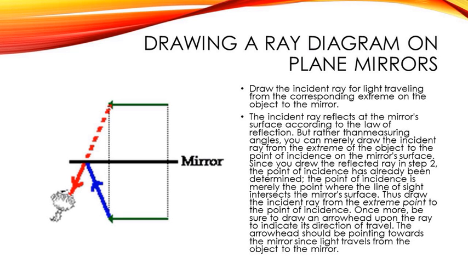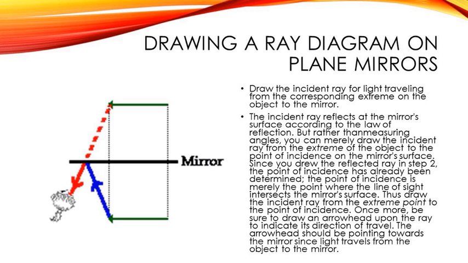Draw the incident ray for the light traveling from the corresponding extreme of the object to the mirror. The incident ray reflects at the mirror's surface according to the law of reflection. But rather than measuring angles, you can merely draw an incident ray from the extreme of the object to the point of incidence on the mirror's surface. Since you drew the reflected ray in step 2, the point of incidence has already been determined.